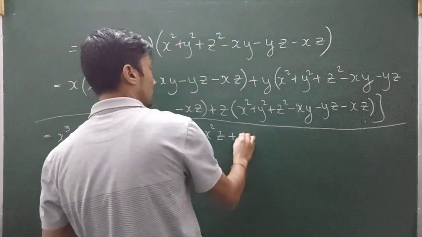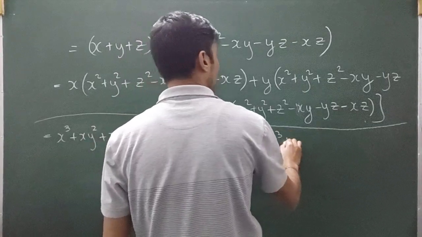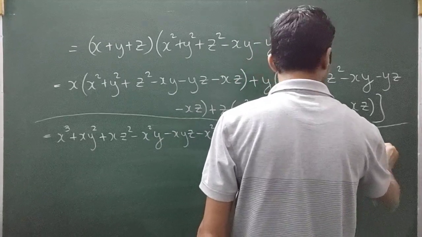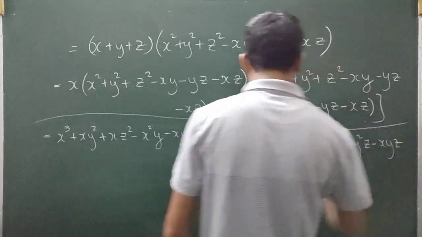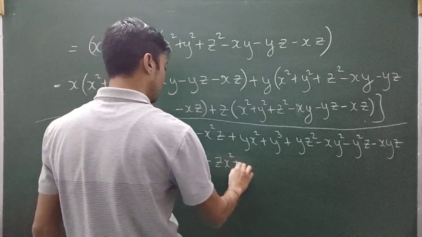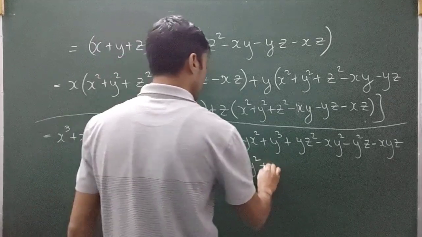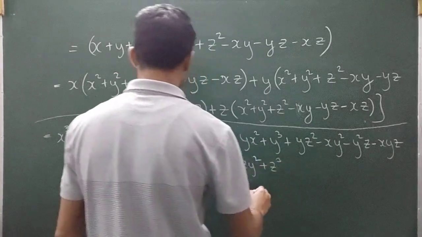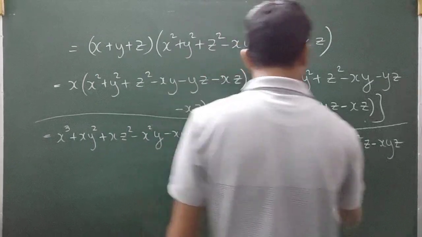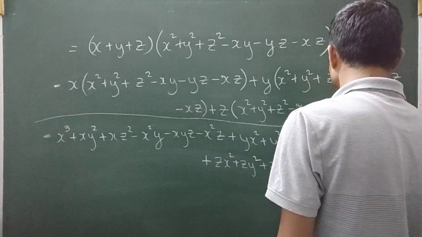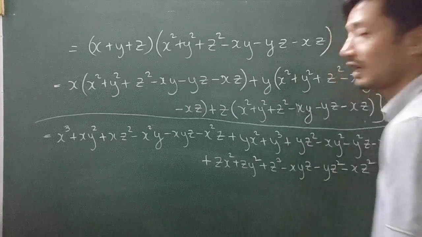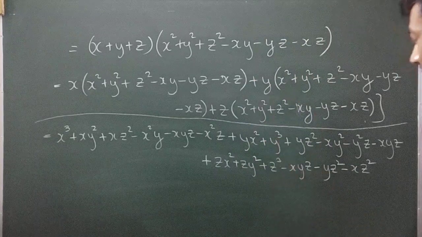Okay, now with y: yx squared plus y cubed plus yz squared minus xy squared minus y squared z minus xyz. Plus with z now: zx squared plus zy squared plus z cubed minus xyz minus yz squared minus xz squared. So just blindly going on with multiplication. This is what we have.